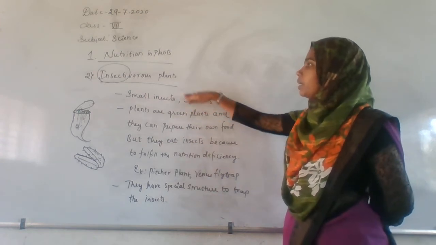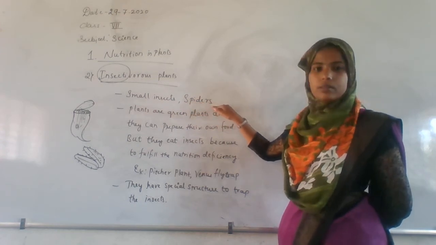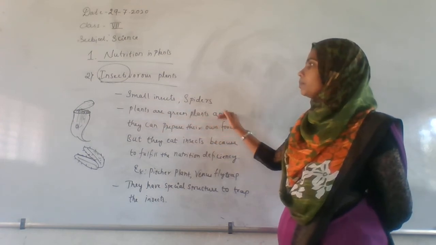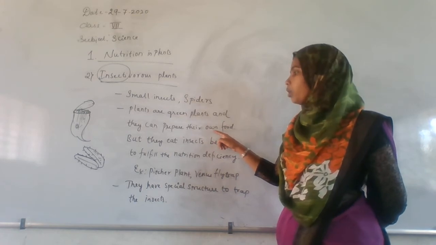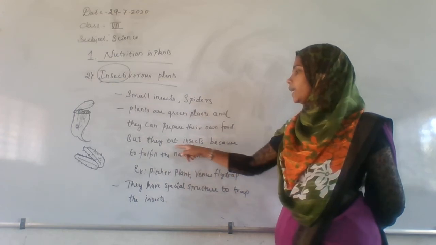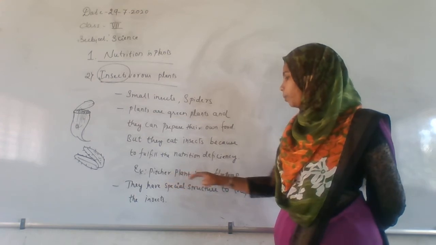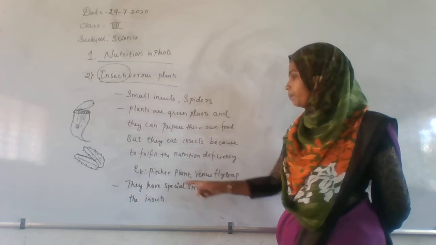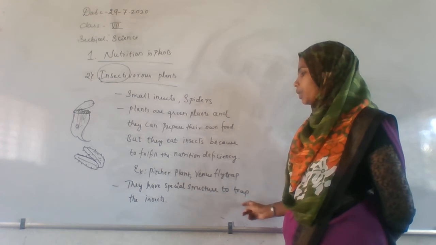What are insectivorous plants? They are plants which eat small insects and spiders. Here, why do they eat? Insectivorous plants are green plants and they can prepare their own food, but to fulfill the nutrition deficiency they eat the insect. Two examples for the insectivorous plants are pitcher plant and Venus flytrap. And here they have a special structure to trap the insect.